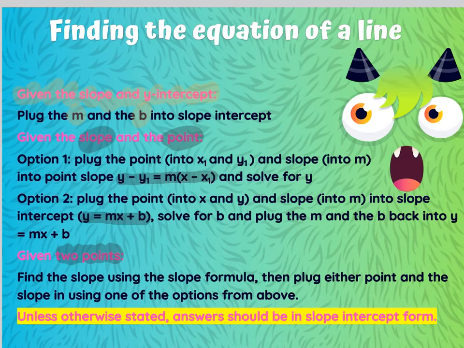Super important is note the bottom. It says unless otherwise stated, answers should be in slope intercept form. So in WebAssign, all the answers are in slope intercept form, which means it's y equals mx plus b, right? So whatever answer you get at the end should be solved for y. There's an example in which it's going to ask you for standard form, so I would show you how it would look if it was different. But if it doesn't state it, you assume slope intercept form, okay?